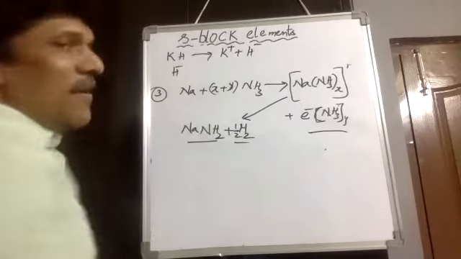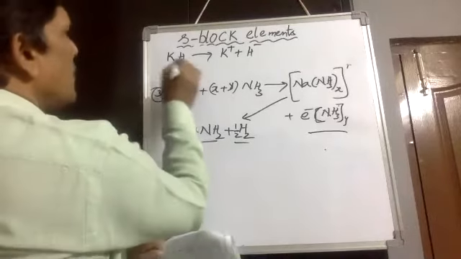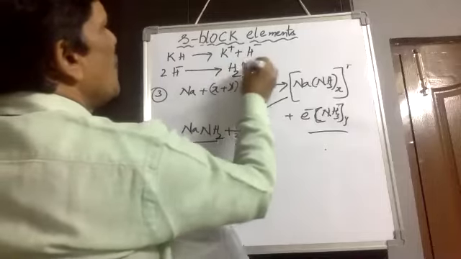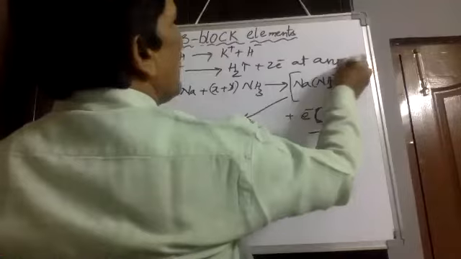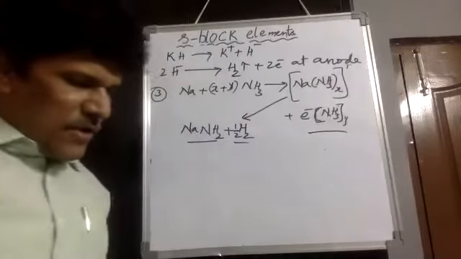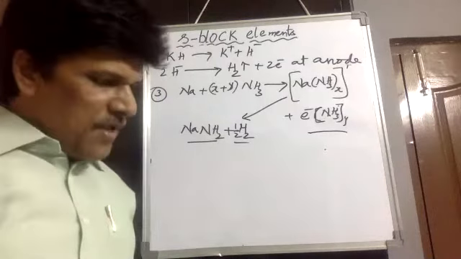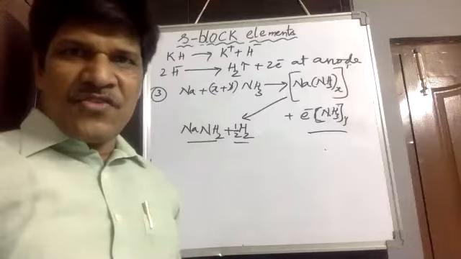H minus anions migrate to the anode, and cations migrate to the cathode. Therefore, 2H minus releases H2 by releasing electrons at the anode. At the anode, which gas is produced? In the form of hydride, it produces hydrogen gas at the anode. Therefore, the 16th answer, B, is correct.